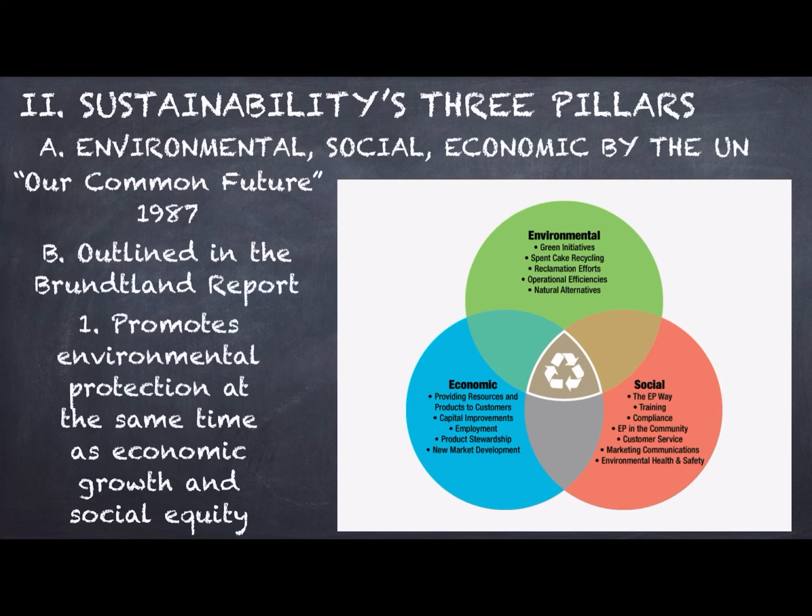What is outlined in this report is that they wanted to promote environmental protection while at the same time maintaining economic growth and social equity. So we're talking about how people can gain economically and socially by using the environment, sustaining it and not harming it, while promoting economic growth and social equity. That is the goal of sustainability's 3 pillars.